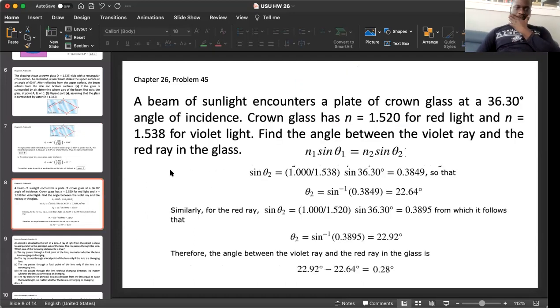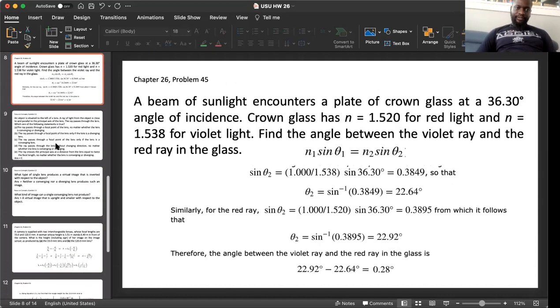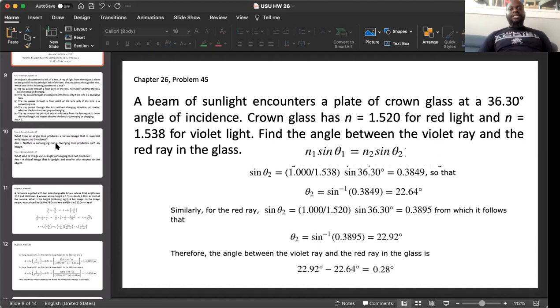Okay. Chapter 26, problem 45. It says, a beam of sunlight encounters a plate of crown glass at a 36.30 degrees angle of incidence. Crown glass has n equals 1.520 for red light and n equals 1.538 for violet light. Find the angle between the violet ray and the red ray. So we're going to use Snell's law here: n1 sine theta 1 equals n2 sine theta 2, where theta 2 is the angle the ray makes in medium 2.